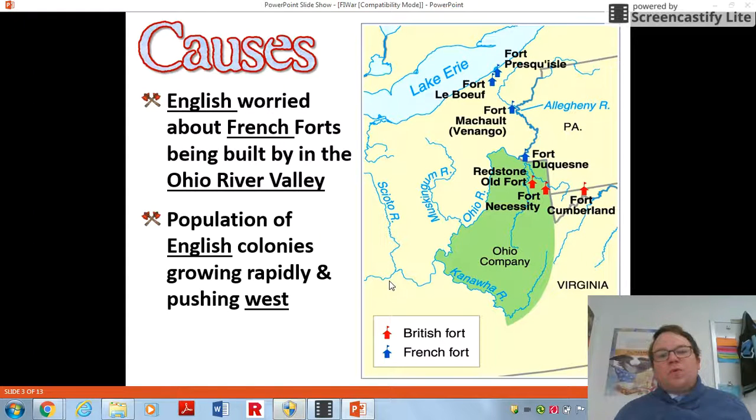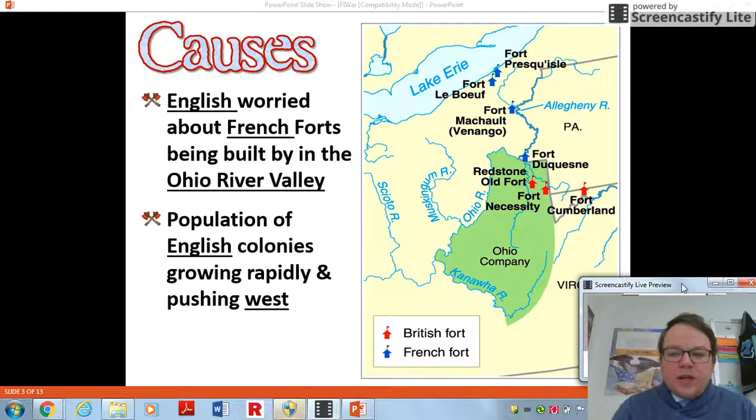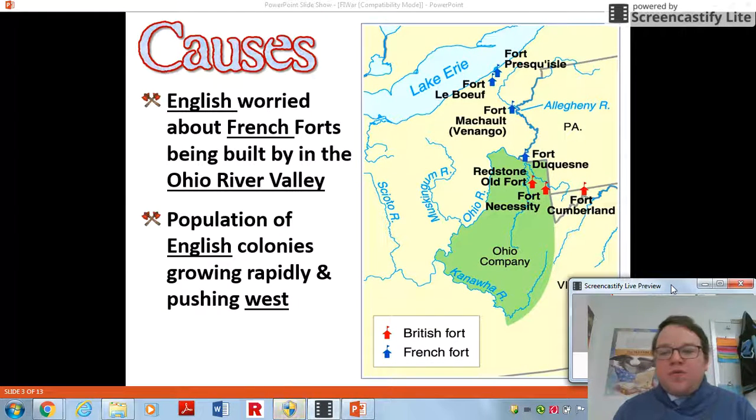Causes of the French and Indian War. England is worried about French forts being built in the Ohio River Valley. The Ohio River Valley is really good farmland that was disputed by both the French and the English. Basically, both people claimed it, and this is the really big sticking point in this area.